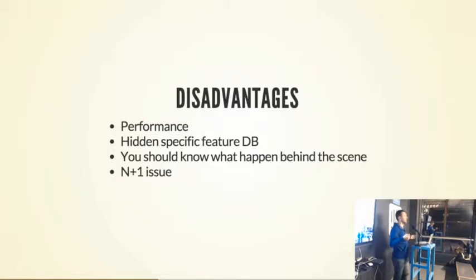And also it's the N plus one issue when you have, let's say, some relation between some models. And if you ask for one top level model, then the ORM could ask for some details from the relation. And you usually could control it, but by default, usually it just does it for you and you have a bunch of data in place.